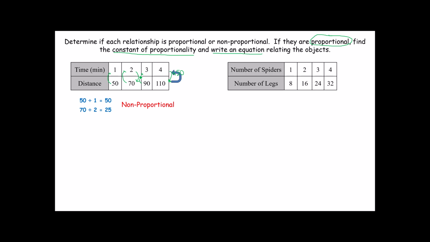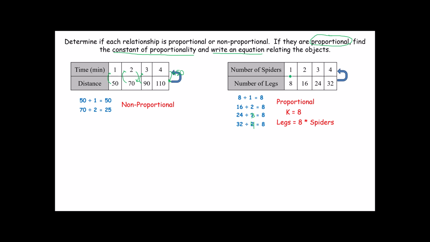Here's a second example. Does this have a constant of proportionality? Well, let's see. If I take the 8 divided by 1, the 16 divided by 2, the 24 divided by 3, or the 32 divided by 4, I do end up with an 8 in all instances. So this does have a constant of proportionality. It is proportional, and your k is 8. Can you write an equation using the 8? Well, hopefully you realize that the number of legs is 8 times the number of spiders.